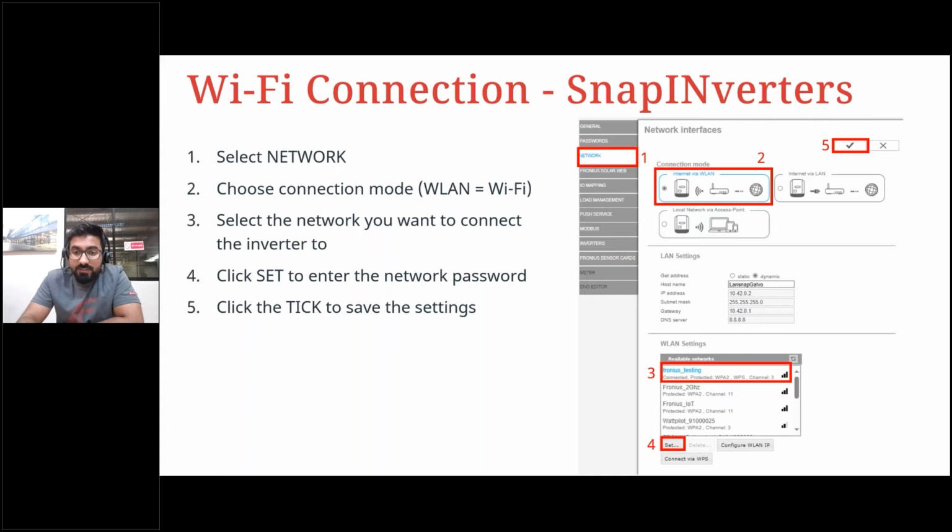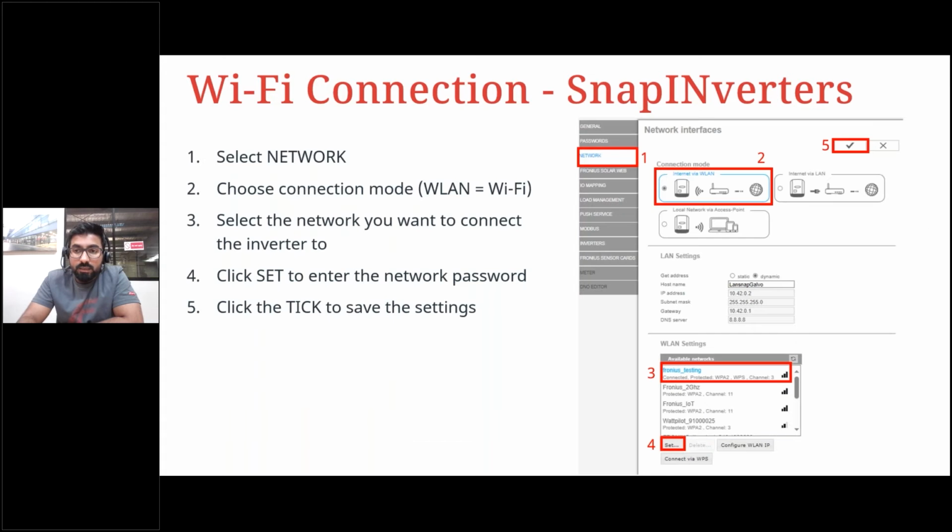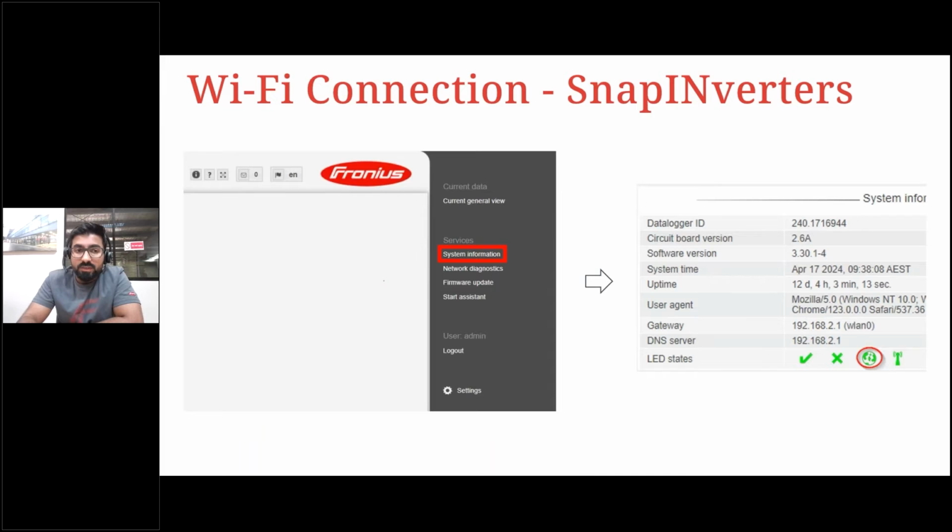You select the network, press set, and then enter the password. Afterwards, you can hit the tick up top on the right-hand side, and then the inverter, or the data manager, will start a connection attempt. Once it's done, you may be asked to reconnect to the inverter to be able to see the system information on the right-hand side of the web interface.